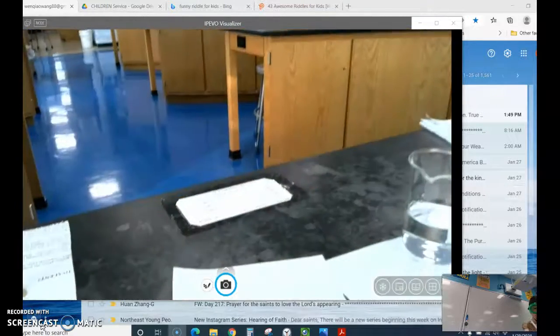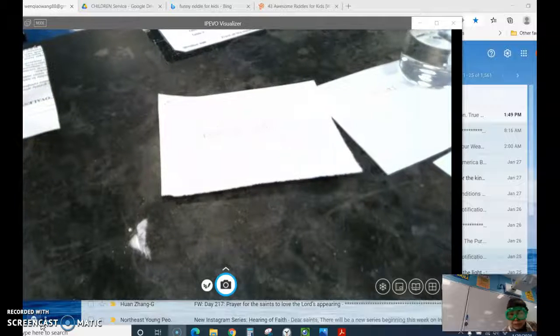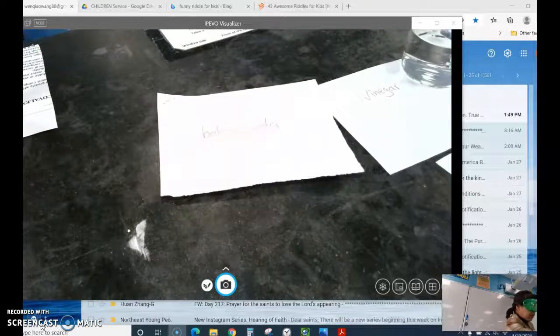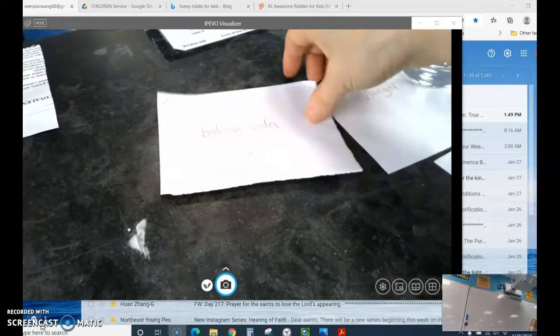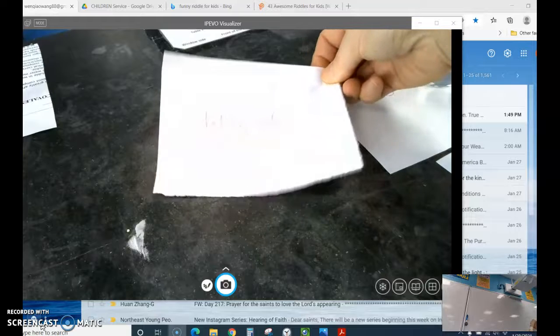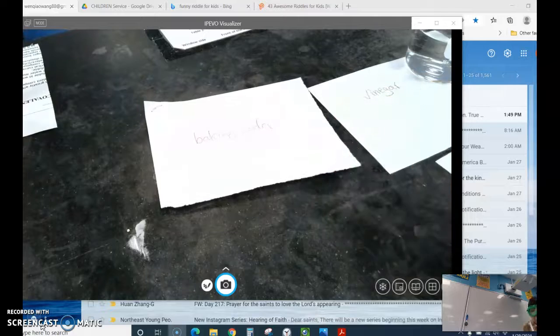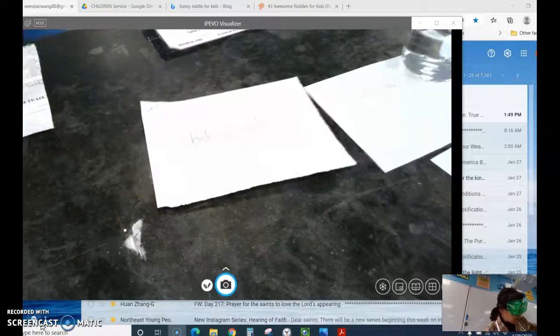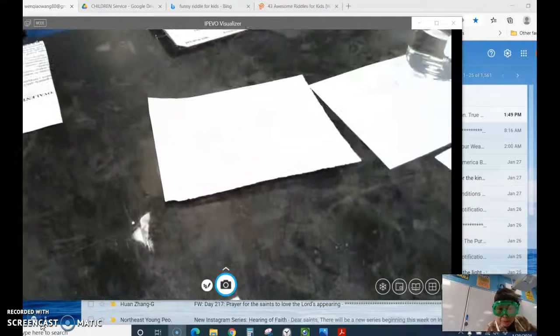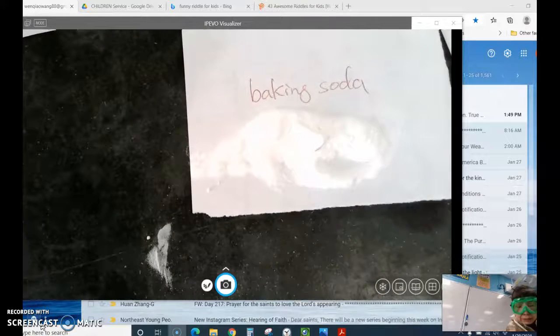So the teacher will give you the available amount. Can you see it? There you see this thing. So you can make baking soda look like that. And then vinegar, the teacher gives you 50 milliliters of vinegar, and 10 grams of baking soda. You see that? This is baking soda. Okay.